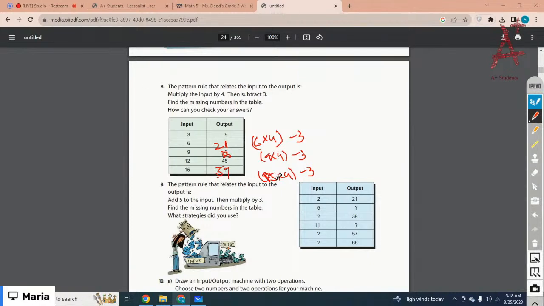The pattern rule that relates the input to the output is add 5 to the input and multiply by 3. First you have to add 5. 5 plus 5 makes 10 and multiply by 3, 10 times 3 is 30. 11 plus 5 is 16 and 16 times 3 is 48. Okay, 39, you are given 39. You have to go in reverse, right?